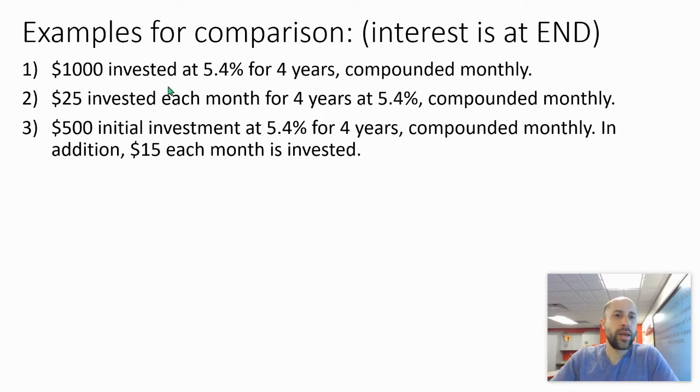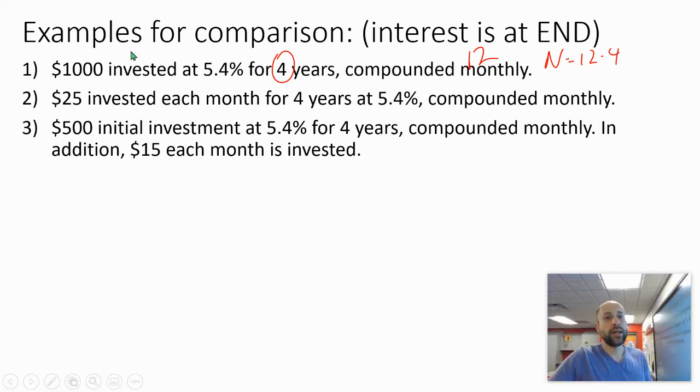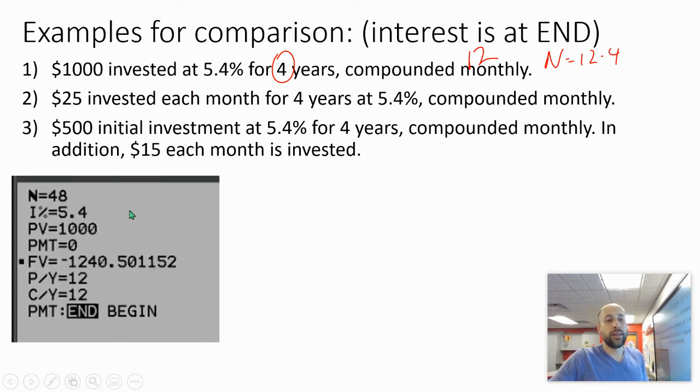So we have $1,000 invested at 5.4% for 4 years, compounded monthly. So monthly compounds for 4 years, you're going to have to multiply 12 times 4. Capital N is going to be 12 times 4, and then the rest, $1,000 invested at 5.4% for 4 years. This is what your calculation looks like. Capital N is 48, interest rate, present value, and then again, future value. There you go.